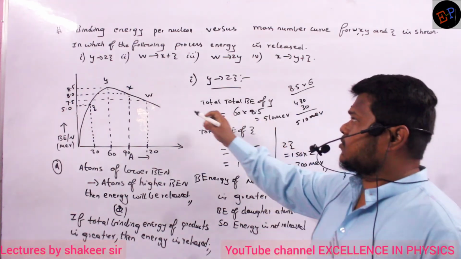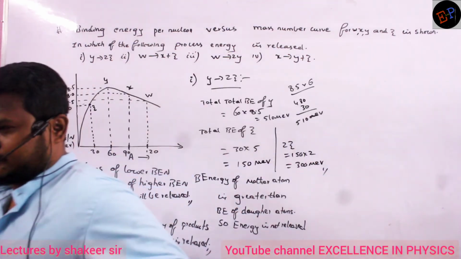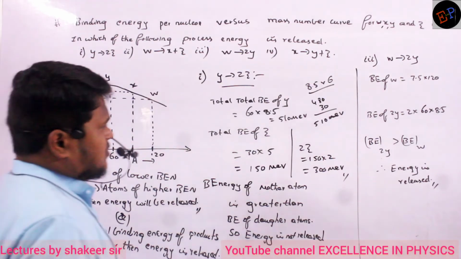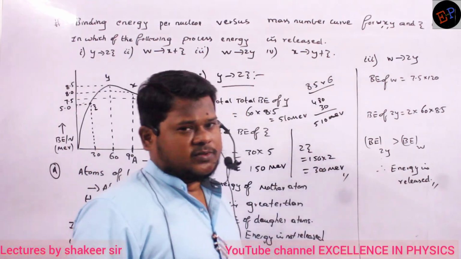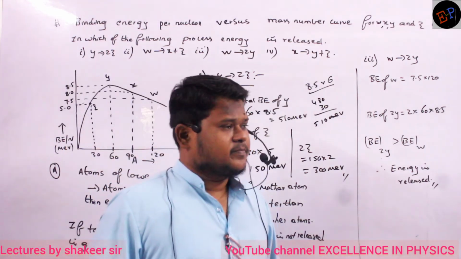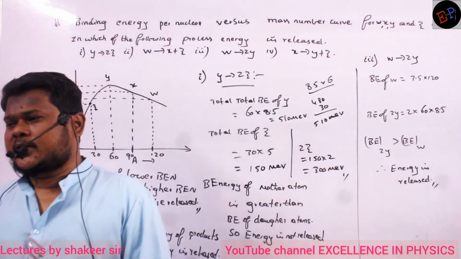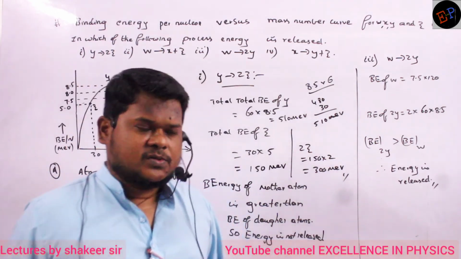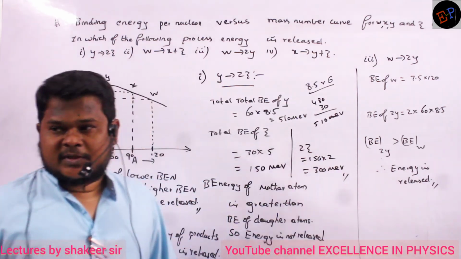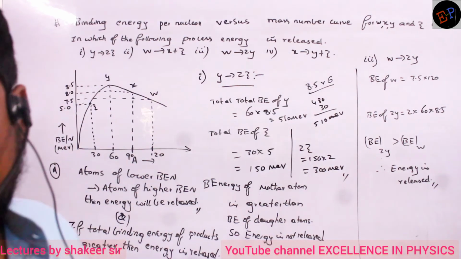Similarly, can you do 2, 3 and 4? Do the calculation. So in which condition is it released? So the third one I have done. W gives rise to 2Y. So the W atom is converted into 2Y atoms. So in this condition I see that the binding energy of daughter atoms is greater than the mother atom. So definitely here in this condition energy will be released. Understood? Similarly, you do the remaining 2 calculations and see whether energy is released or absorbed.